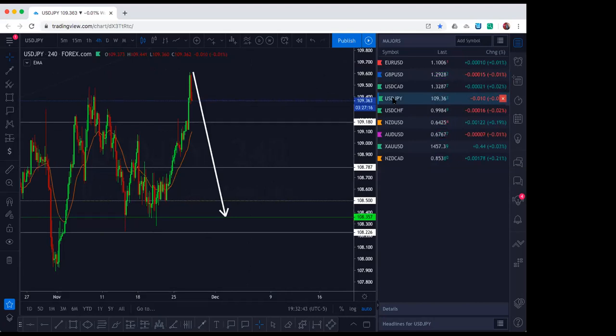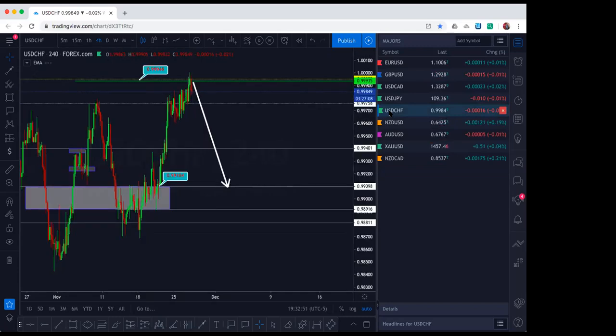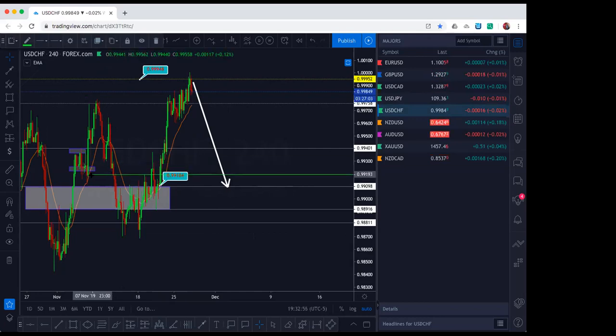yen, further movements to the downside out of this pair as well, targeting 108.35. USD Swiss, pretty much the same as well. We are looking for further plays to the downside, and our overall target right back in support in and around these areas.